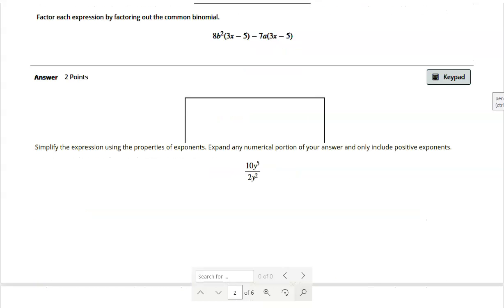Now, this next example relates to one we did earlier. And as you look at it, you might think, well, multiply. But no, they're not asking you to multiply here. That's why you have to be careful of what they're asking. They want you to factor this by factoring out the common binomial. Now, as we look at it, here is the common binomial. So we're going to factor that out. 3x minus 5.